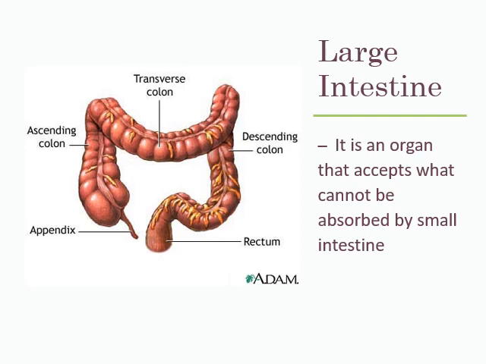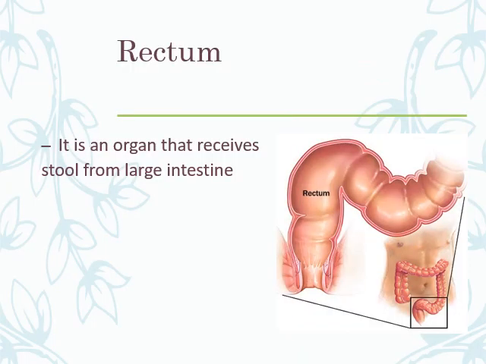The appendix is a small tube attached to the cecum. The large intestine is a highly specialized organ that is responsible for processing waste so that emptying the bowels is easy and convenient. And next, at the end of this large intestine, there is rectum. Rectum is an organ that receives stool from the large intestine.